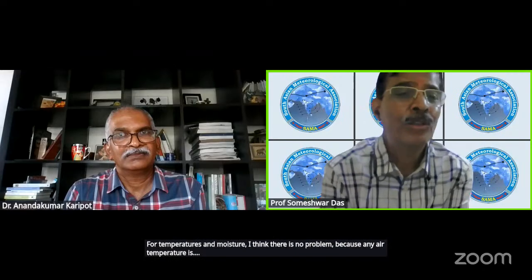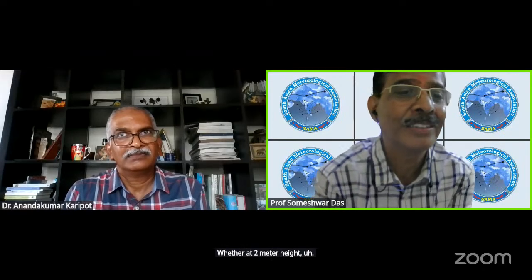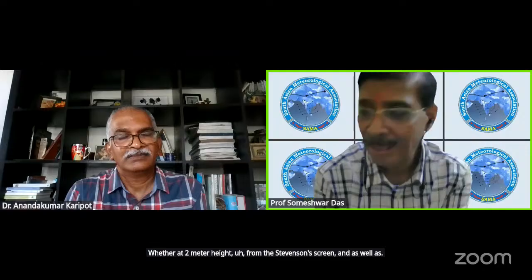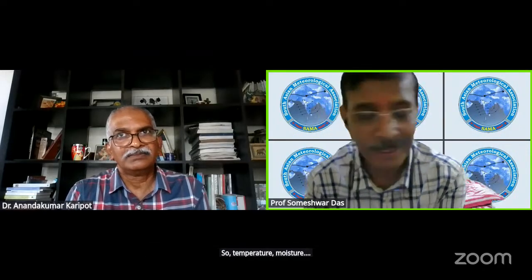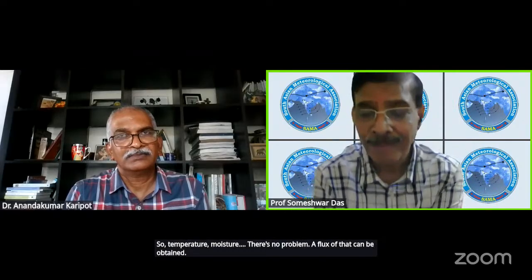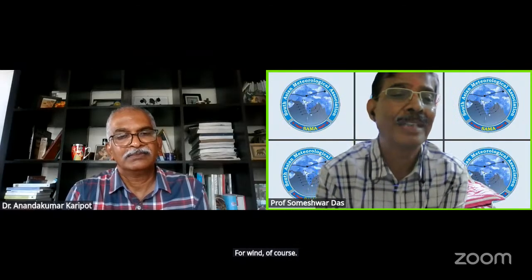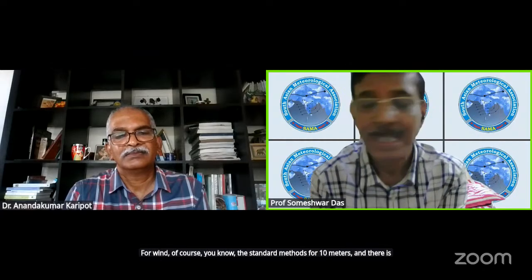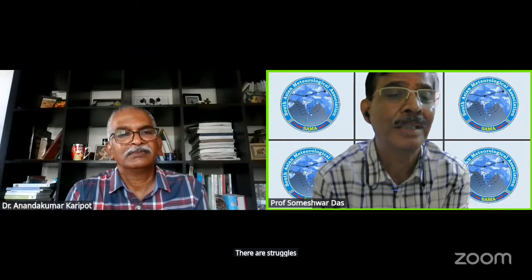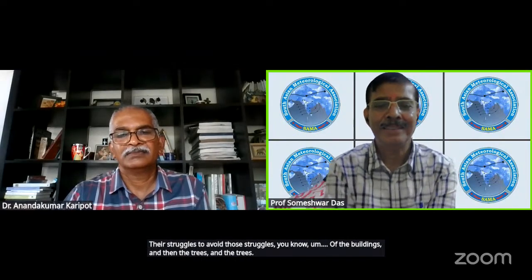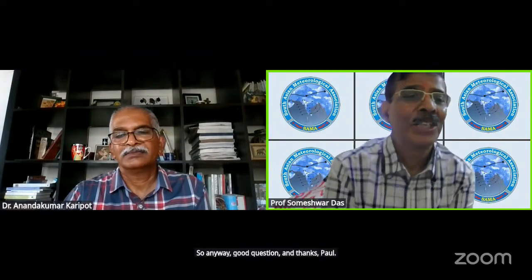Especially for temperature and moisture, I think there is no problem, because temperature is measured at 2-meter height from the Stevenson screen as well as from other instruments. So for temperature and moisture there is no problem; fluxes of those can be obtained. But for wind, of course, the standard method is 10 meters, and that is done to avoid the obstacles of the buildings and the trees and other things. So anyway, good question, and thanks for explaining it so nicely, Professor Anandakumar.